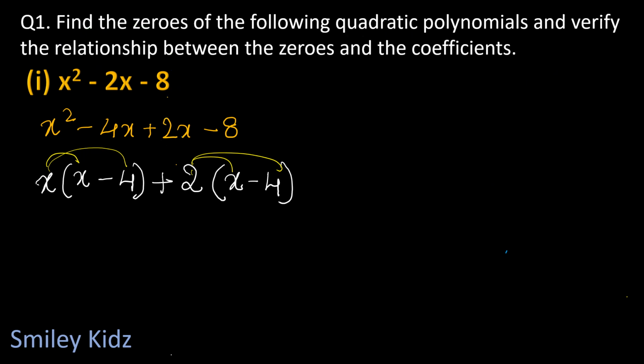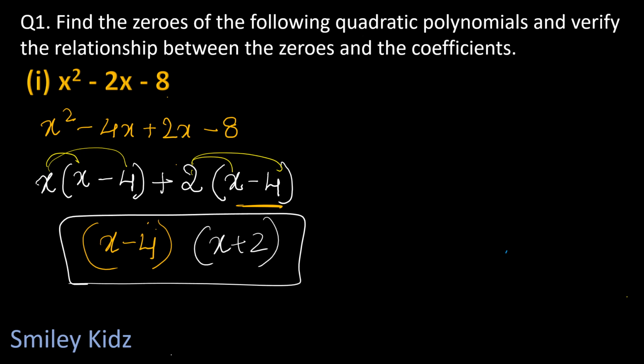Now here we have x times x minus 4 plus 2 times x minus 4. What do you find common? We find x minus 4 common. So let's take out x minus 4 common. And then here we have x plus 2, isn't it? So it's going to be x plus 2. Now we arrived at x minus 4 times x plus 2.